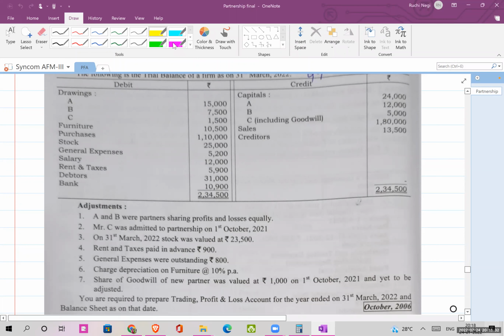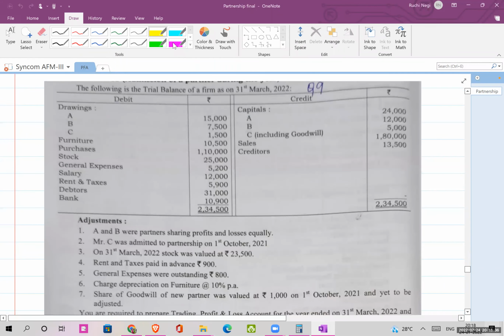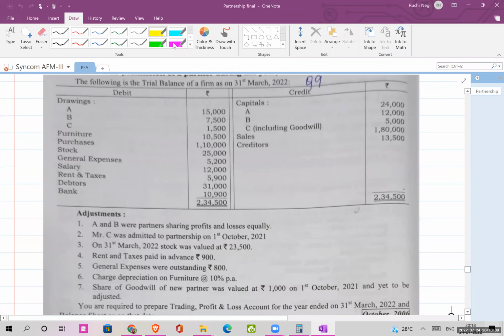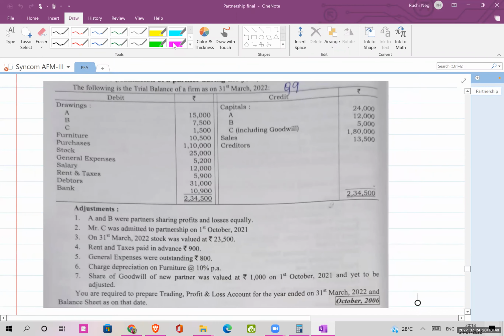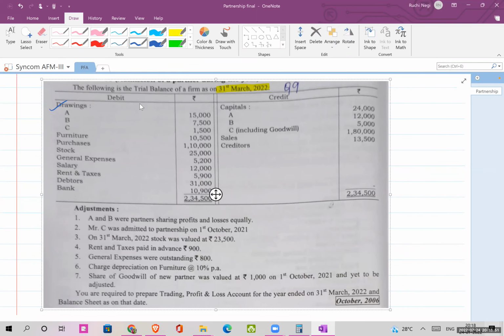Hello students, let's move on to the next question of partnership final accounts. So here's the question on screen. Following is the trial balance of a firm, 31st March 2022. They have given you the details of drawings. So this will be capital account debit side.